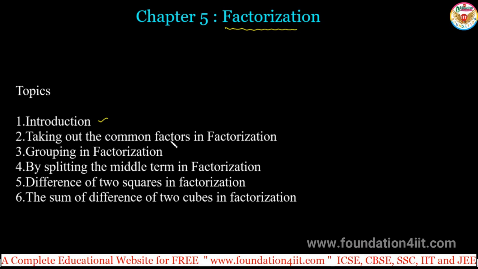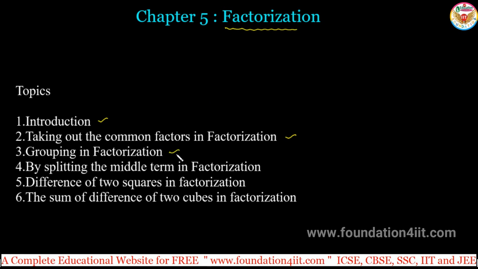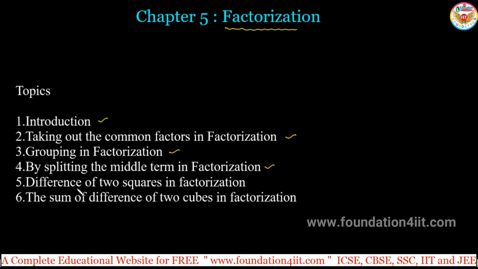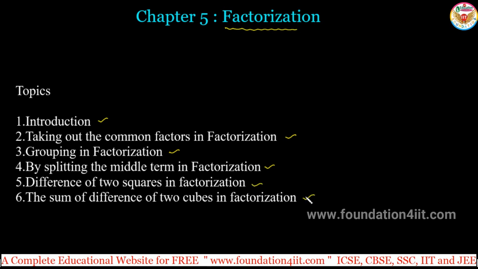And taking out the common factors in factorization, one method. So in factorization, we have the methods. One is taking out the common factor or grouping, then splitting the middle term. Along with this, we have the formulas like identities: difference of two squares, and sum or difference of two cubes in factorization. Okay, these are the topics.